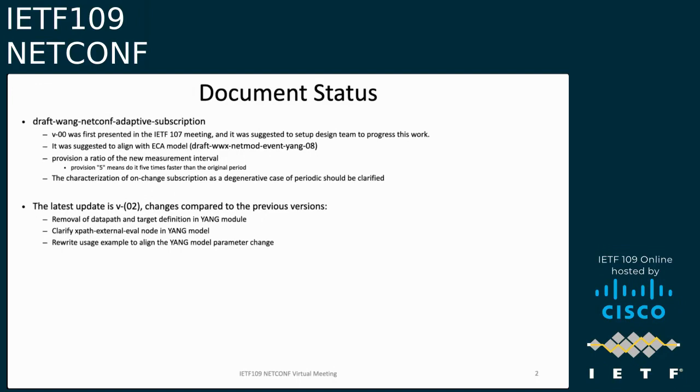So in the latest version, we try to remove the dependency on the ECA model. We removed the data path target definition, and we also clarified the XPath external evaluation node in the YANG model, and rewrote the usage example to align with the YANG model parameter changes. Next.